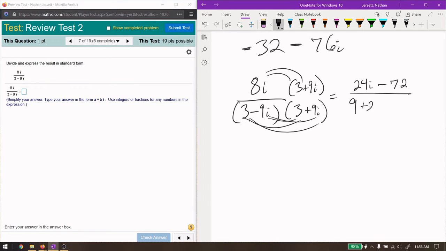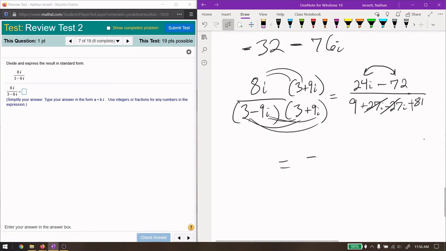3 times 9i is 27i, then minus 27i. Negative 9i times positive 9i is going to be negative 81i squared. The i squared is negative 1, so we get plus 81. Okay, those cancel. That's the whole point, is to have the i's cancel in the denominator. And I'm going to flip these around. That's because the proper form is a plus bi. That's what you see right here, is a plus bi.